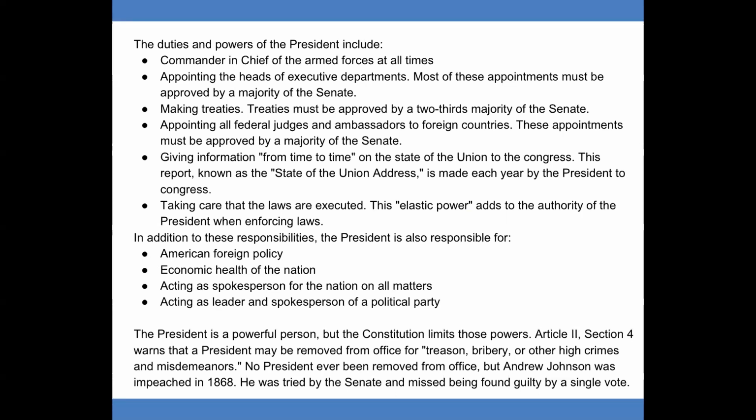The President is a powerful person, but the Constitution limits those powers. Article 2, Section 4 warns that a president may be removed from office for treason, bribery, or other high crimes and misdemeanors. No president has ever been removed from office, but Andrew Johnson was impeached in 1868. He was tried by the Senate and missed being found guilty by a single vote.